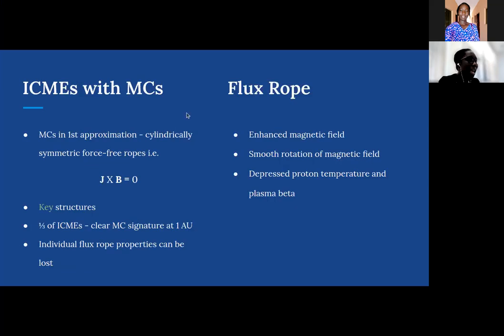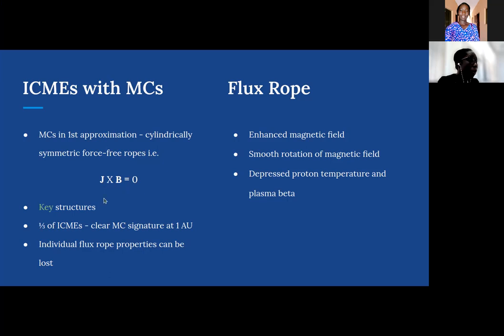Now, some ICMEs are known to contain magnetic clouds, not all of them. And magnetic clouds in force-free approximation are described as a symmetric force-free flux rope. This force-free approximation is given by J cross B equals 0, where J is the electric current density and B is the magnetic field vector.